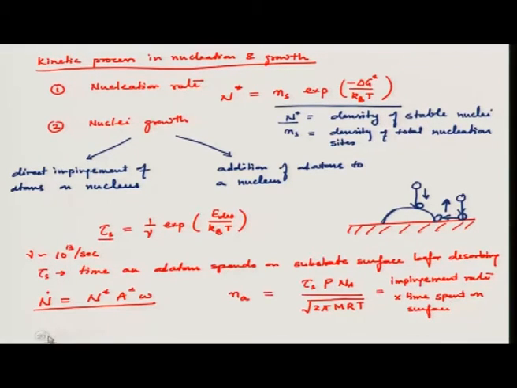So, in this expression, this part is the impingement rate, the rate at which my add atoms are impinging on the surface, and this is the tau, the time on average one add atom spends on surface before going to vapor phase. So, this will be my Na, which is the number or density of occupied sites. Okay. So, we have these rates.